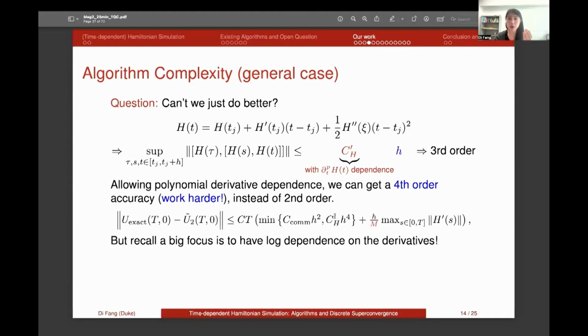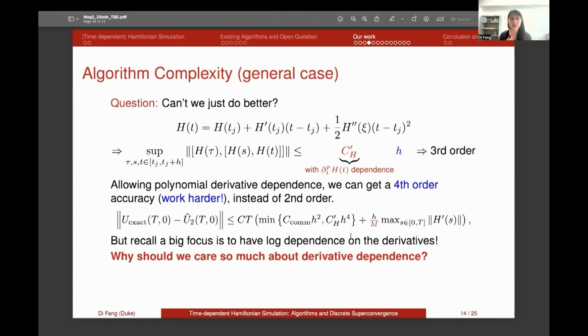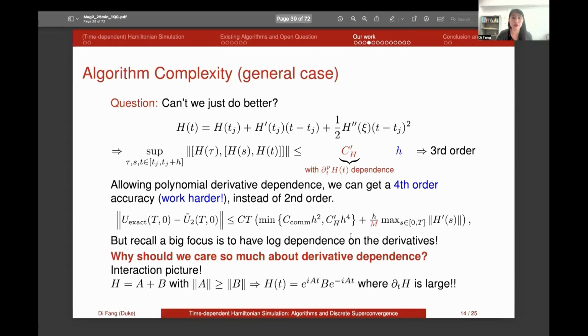However, we will have to introduce, if instead of second order we say fourth order, the pre-constant factor will have polynomial dependence on the derivative, which is precisely what we want to get rid of. If you recall, we really want log dependence on the derivative. Now you may wonder, okay, but why do I care so much about the derivative dependence? Maybe polynomial dependence is still okay.